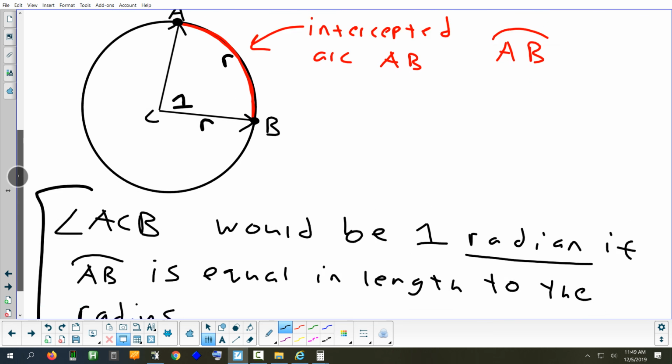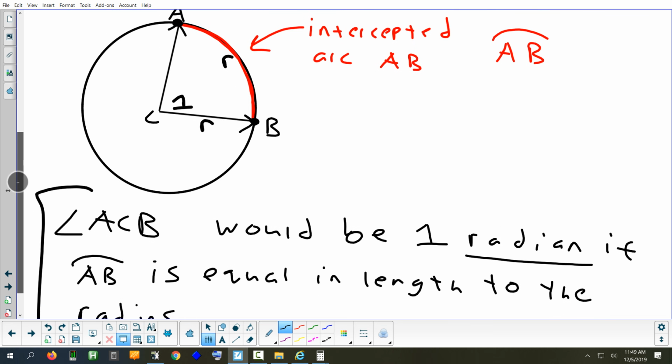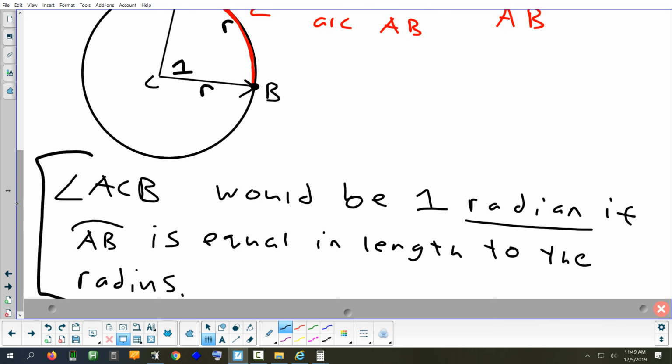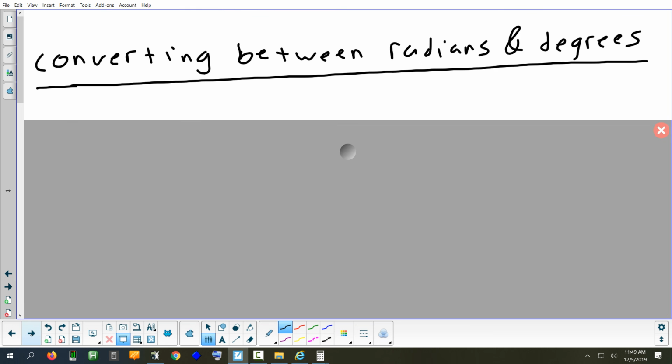That picture is not quite to scale. I think the arc there is a little bit bigger than the radius, if you were to measure it. So that's a little bit bigger than what a radian actually looks like. Probably be just a little smaller. Okay. So that describes a radian geometrically.